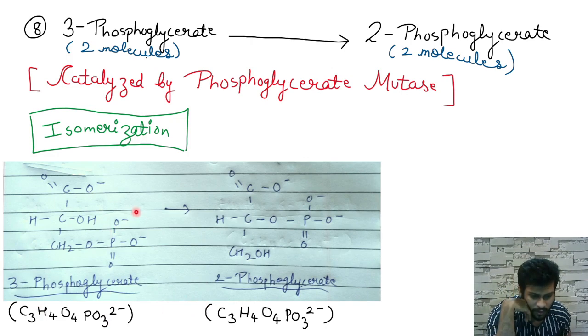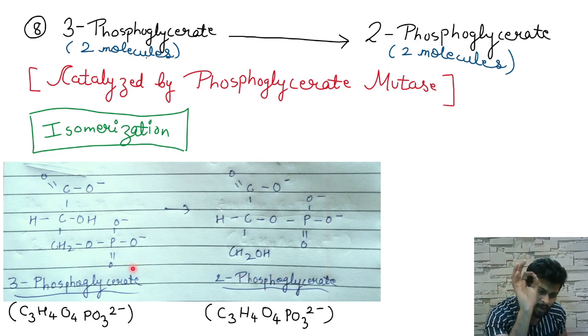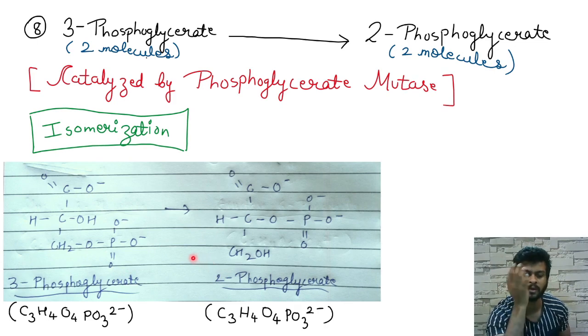Here the phosphate group was present at the third carbon position, but in 2-phosphoglycerate, as the name suggests, the phosphate group will be transferred from the third carbon position to the second carbon position. That's why the name is 2-phosphoglycerate. So you can also make the structure from here.